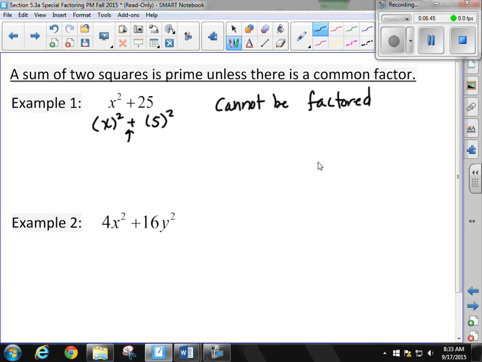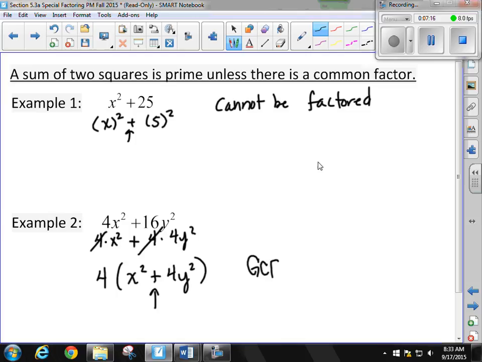And likewise, 4x squared plus 16y squared, the only way I can factor this is to recognize that this is 4 times x squared, and 16y squared can be written as 4 times 4y squared. So I do have a common factor of 4, and then x squared plus 4y squared. Again, I have perfect squares here, but that sum tells me it cannot be factored any more than that. The only thing I could take out was that greatest common factor.